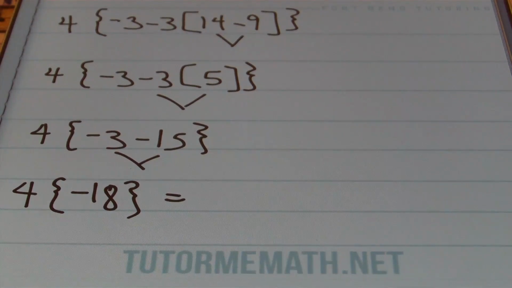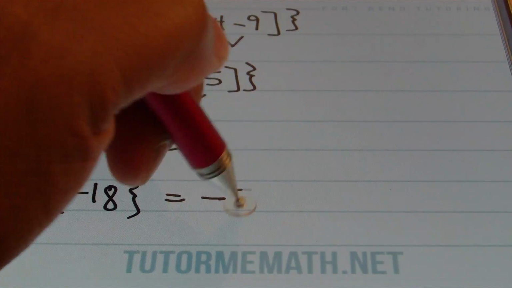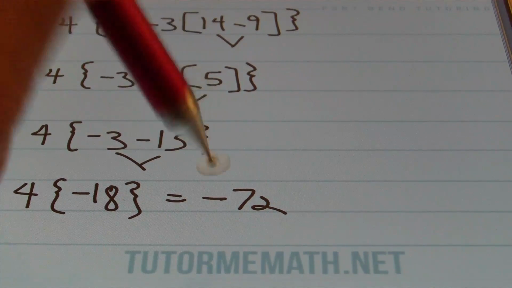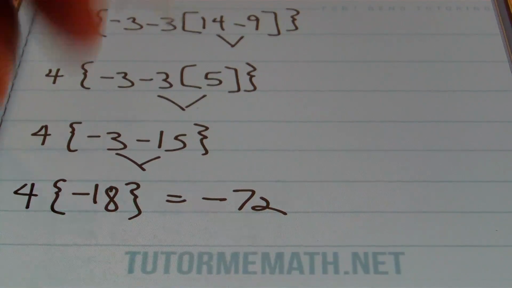And I'm going to focus on my sign first. A positive times a negative is always a negative. So I'll be writing my negative sign. And then finally, 4 times 18 is 72. There you have it. I'm going to red box this because this, ladies and gentlemen, is the answer.